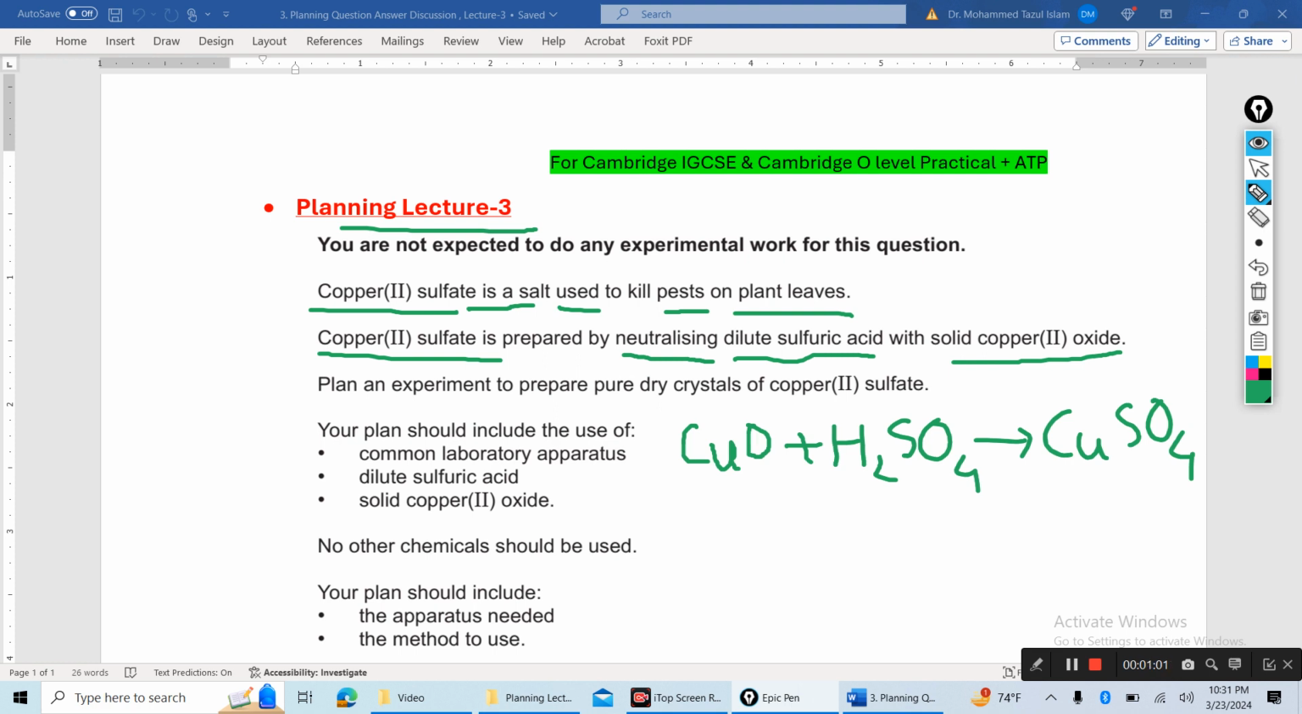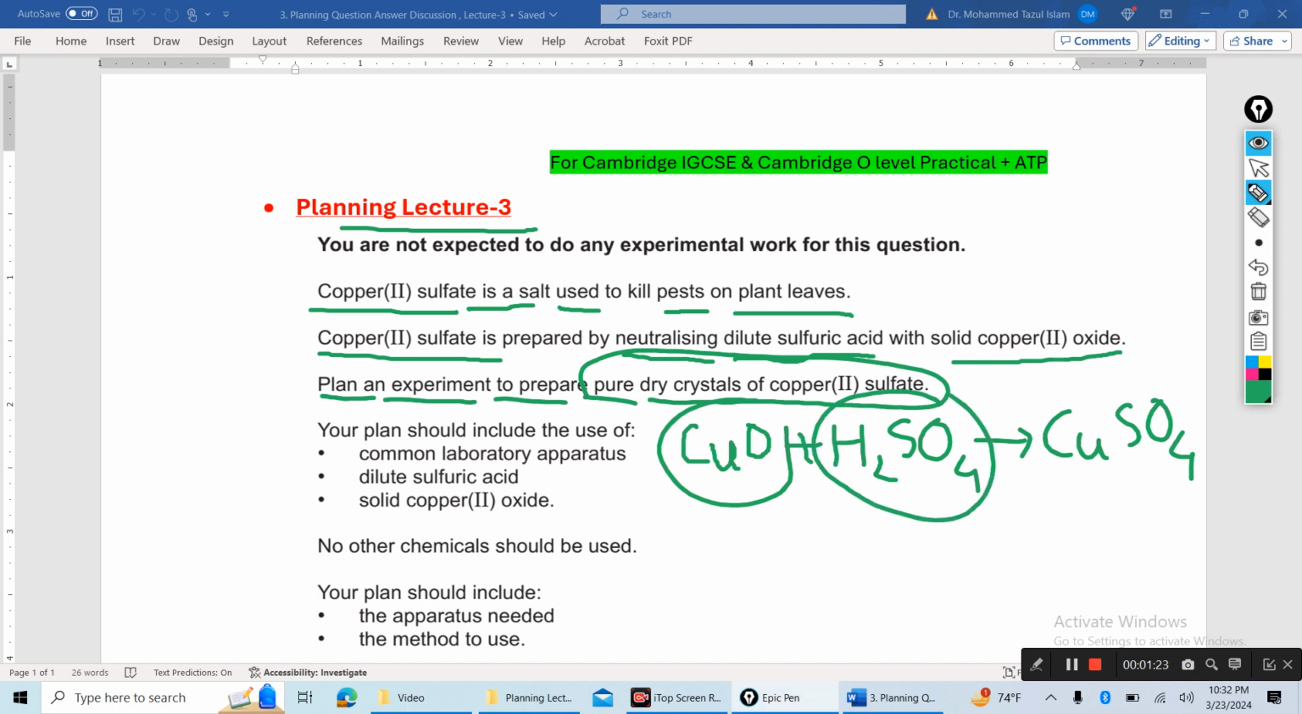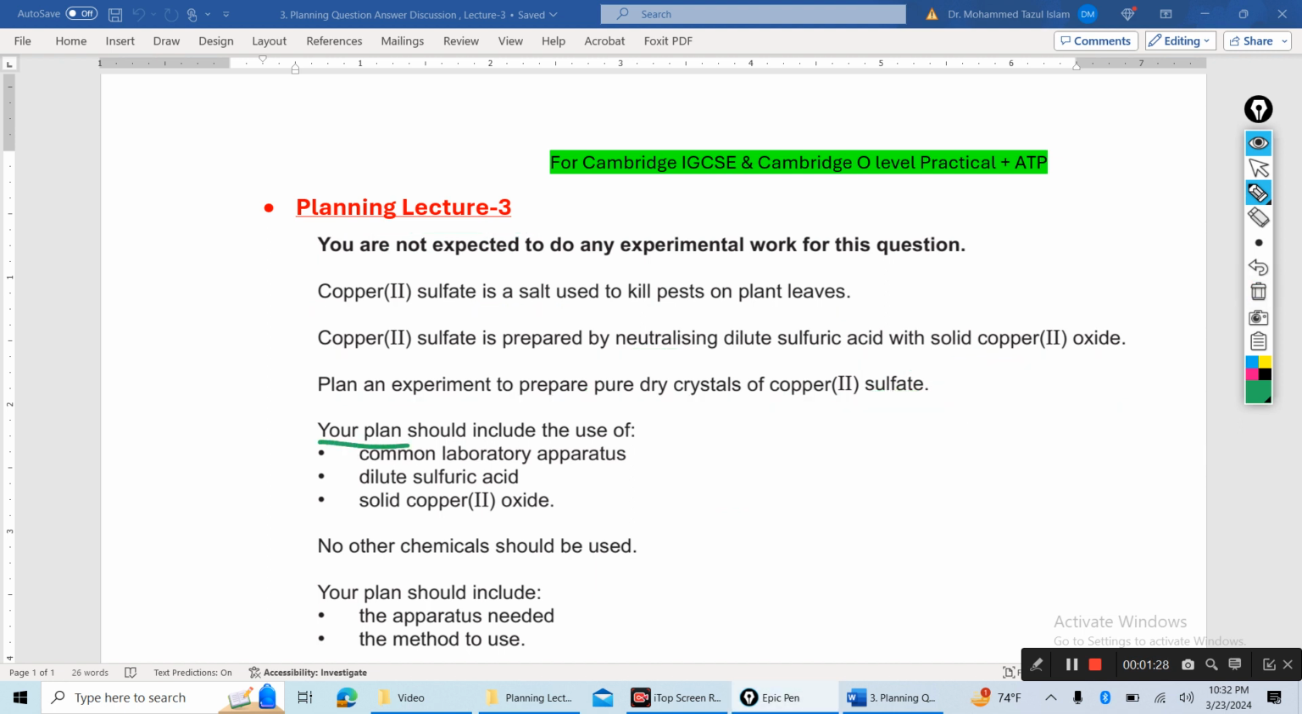So plan an experiment to prepare pure dry crystals of copper(II) sulfate. You have to plan how you can prepare copper(II) sulfate crystals from solid copper(II) oxide and sulfuric acid. Your plan should include the use of common laboratory apparatus. You can use dilute sulfuric acid and solid copper(II) oxide.